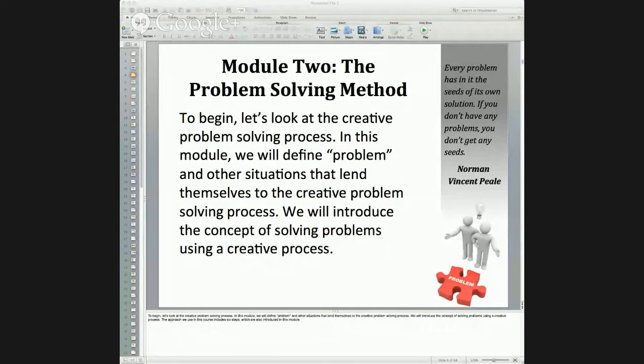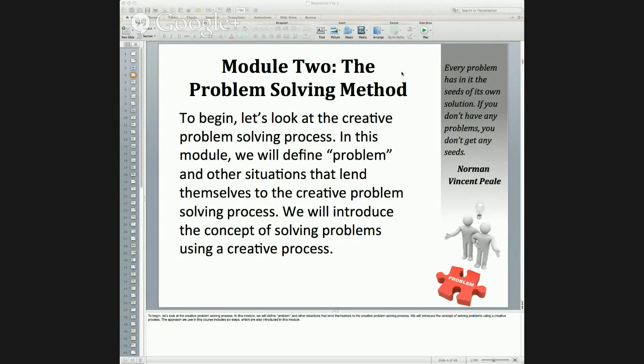Module 2, the problem-solving method. To begin, let's look at the creative problem-solving process. In this module, we will define problem and other situations that lend themselves to the creative problem-solving process. We will introduce the concept of solving problems using a creative process. The approach we use in this course includes six steps, which are also introduced in this module.